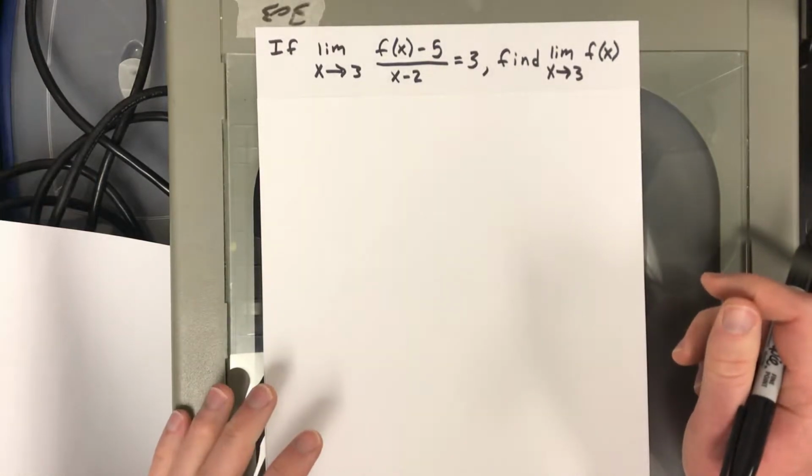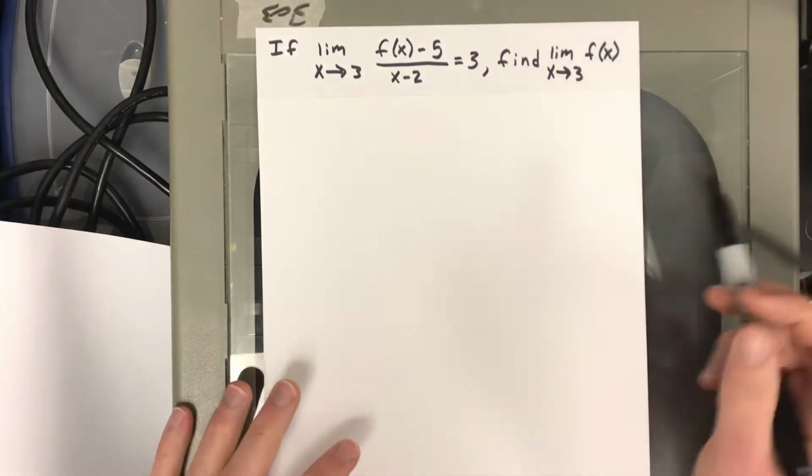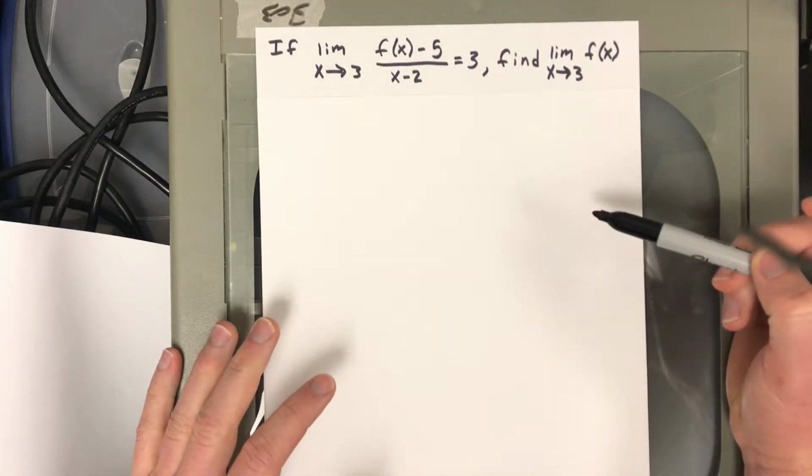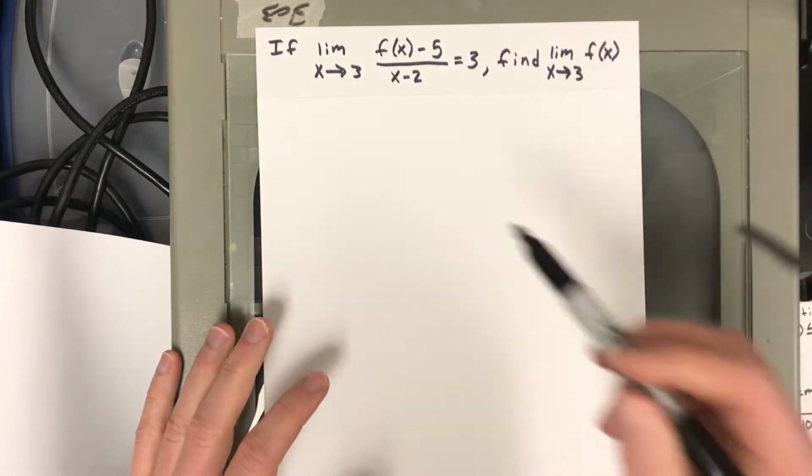Hey everyone, here's another example from section 2.2. This example is kind of a limit laws example. It's like problem number 34, which is the last problem in your homework section.